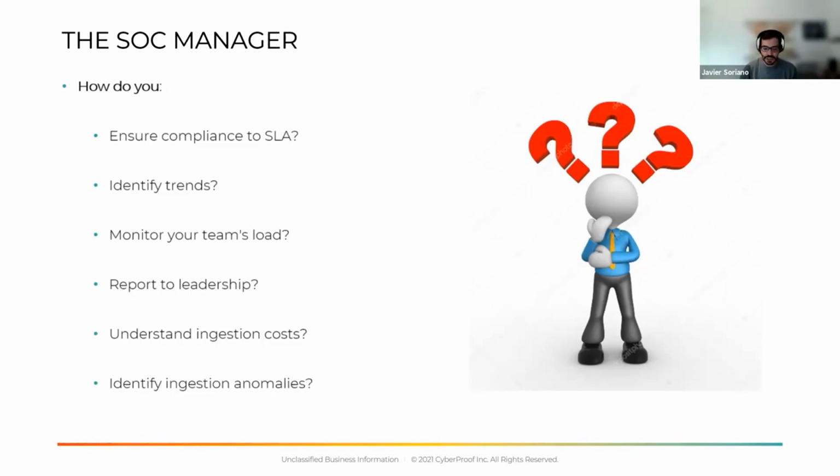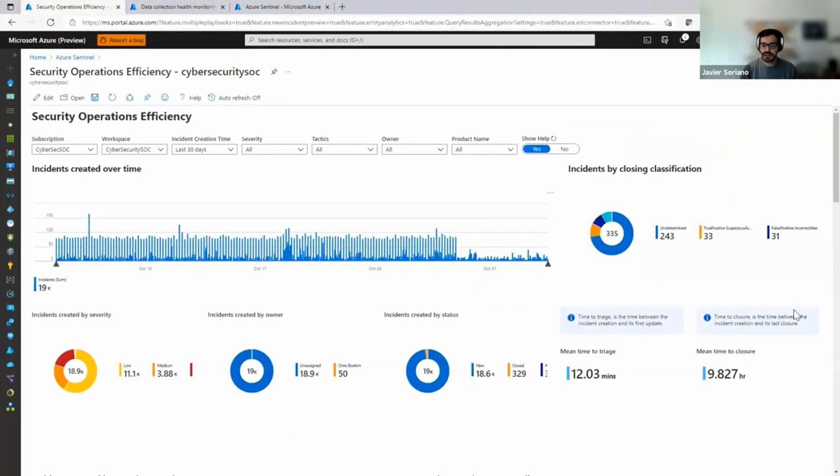So let me show you a little bit how you can do that with Azure Sentinel. So here I'm sharing the Azure portal. This is basically one component within Sentinel that we call workbooks. It's basically a dashboard, but it has more features. It's more dynamic, and I'll show you why. So in this case, we're showing a workbook that is called Security Operations Efficiency.